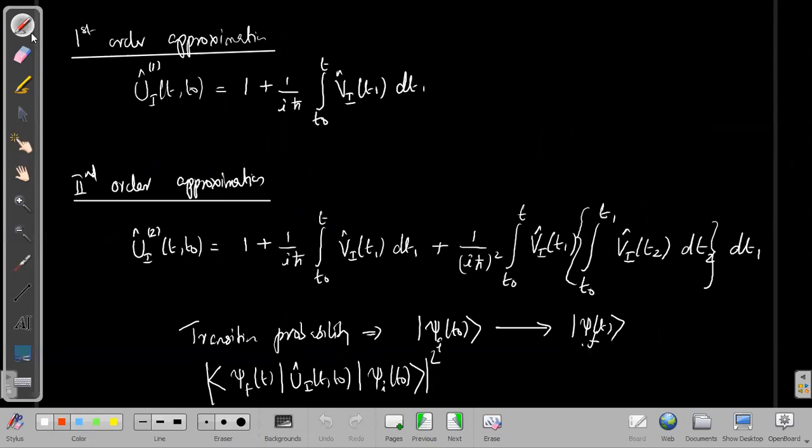So if you want the nth order result, I have to put the expression for U_I^(n). This can be calculated because we already know the expression for V_I. The time dependence of V_I is known to us, so there is not much problem for us. V_I is known, so I can do that integration. There is no difficulty for it. And we can find the transition probability. So in the next class, we'll discuss how to find the transition probability using this time dependent perturbation theory. So thank you.